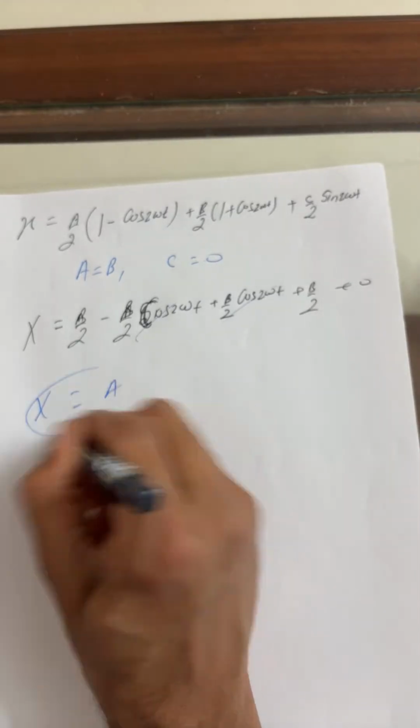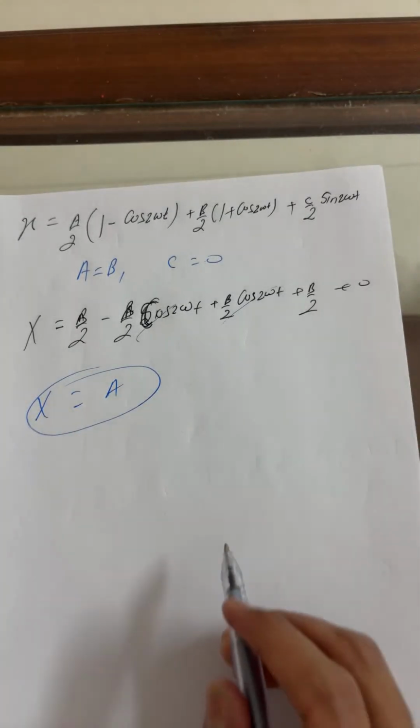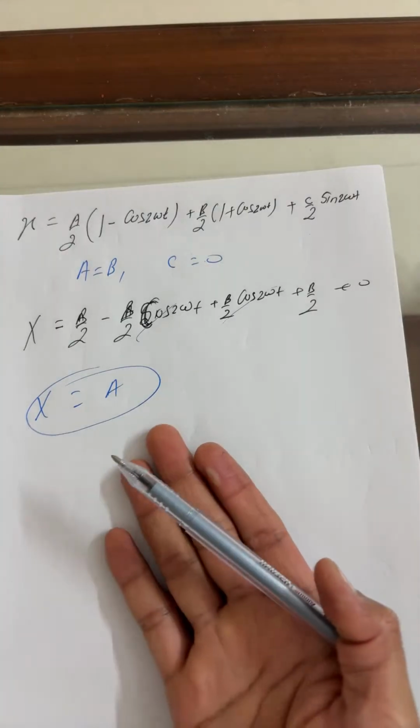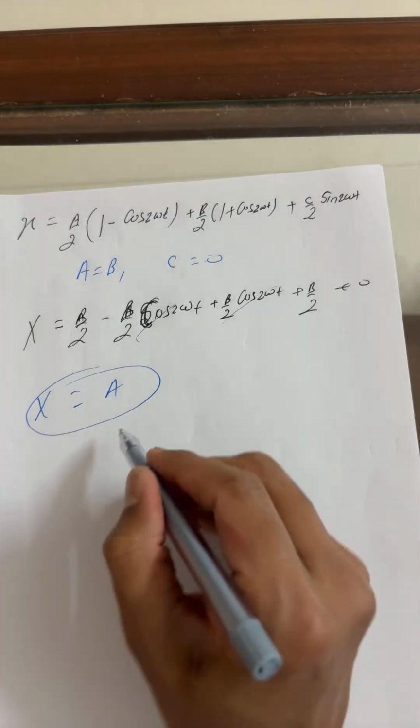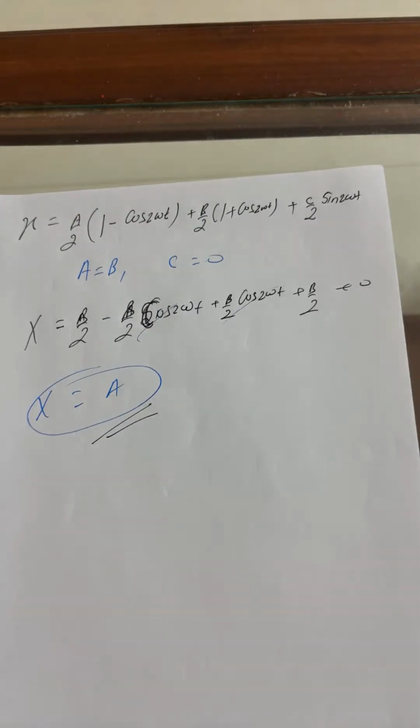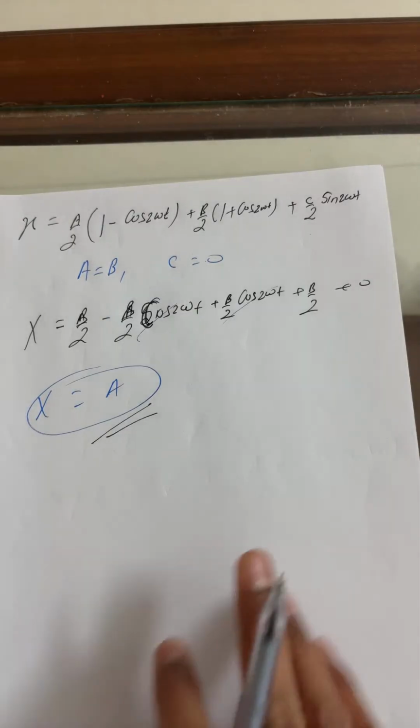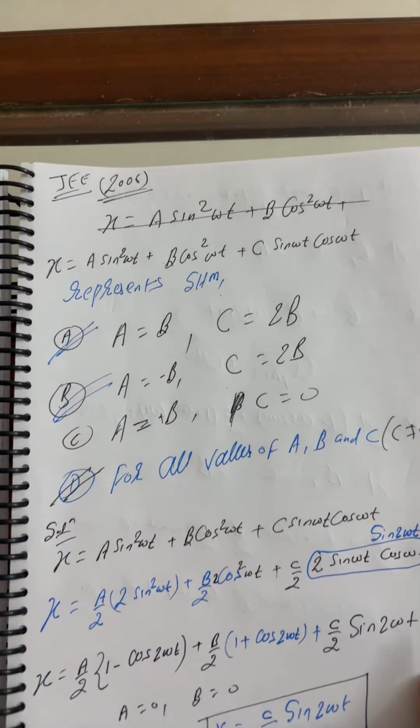So this is what you can get finally. Beta x is equal to A. X is equal to A, right? So it's a constant. So this does not belong to the equation of SHM. Okay, then what's the correct answer here? It's beta, JEE Advanced 2006.